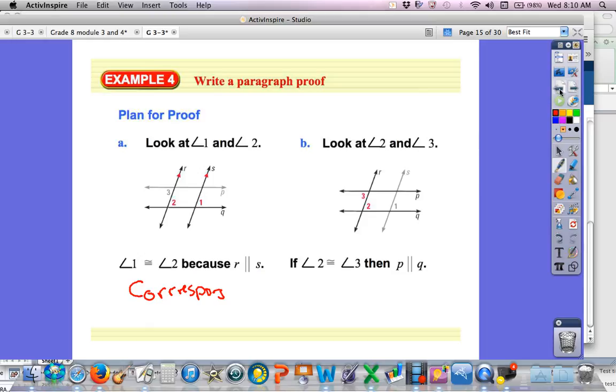Well, they told us that 1 was congruent to 3. So if 1 is congruent to 3, I'm just thinking here, okay? And 1 is congruent to 2. Since 1 is congruent to both of them, 3 is congruent to 2 because of the transitive property.